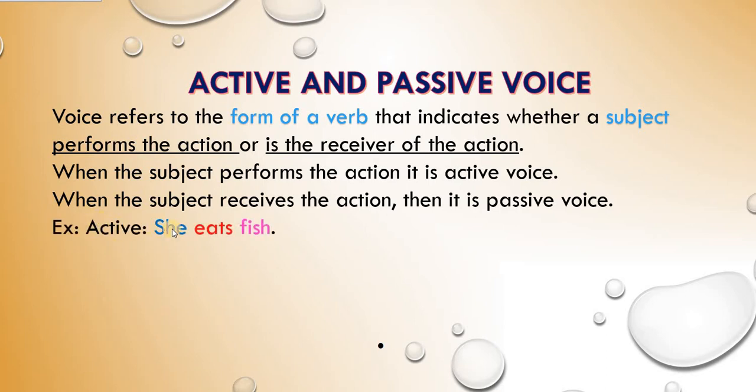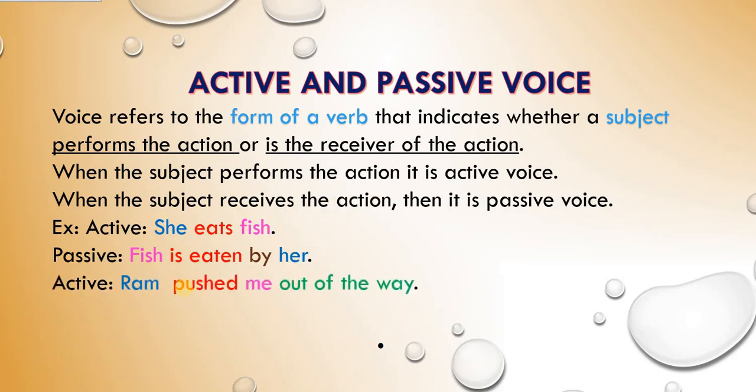In the active voice, she eats fish. Here, she is the subject, eats is the action, and fish is the object. And in passive voice, fish does not eat her. Still, she eats the fish. Fish is eaten by her. Fish is the subject, her is the object, and fish receives the action by the object.